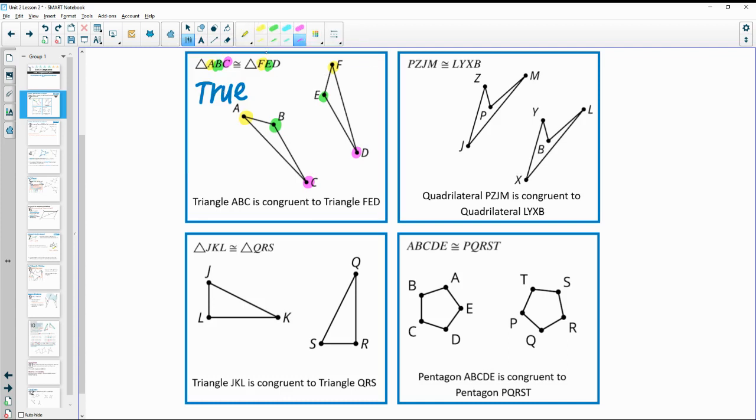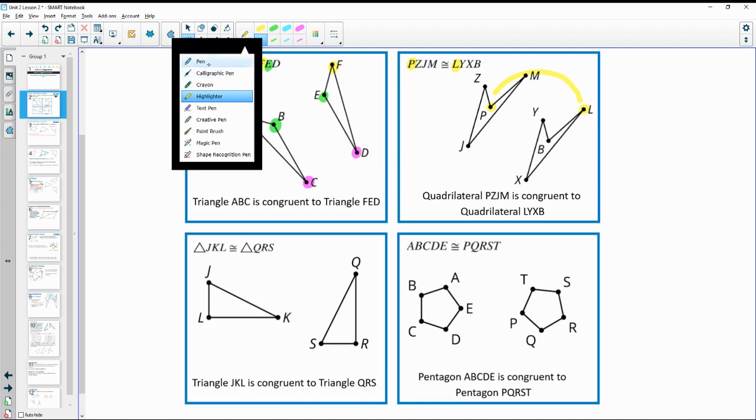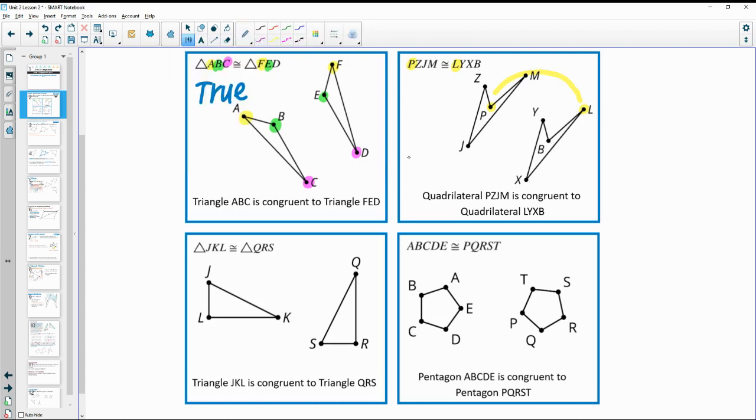In this second one here, we see that we go P with L. And that immediately doesn't feel right, right? Because P should have gone with B. So these corresponding parts are not being matched up. So this one is going to be false.